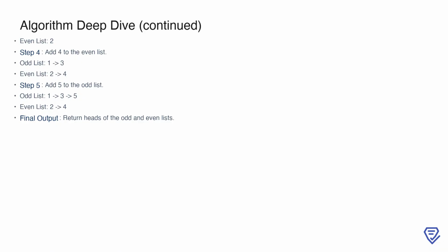Then, we proceed to add the node with value 4 to the even list, resulting in an even list of 2-4. Finally, we add the node with value 5 to the odd list, making the odd list 1-3-5. At this point, we have processed all the nodes in the input list. The final output consists of the heads of the odd and even lists. The odd list contains 1-3-5, while the even list contains 2-4. Both lists are properly terminated, and we return these results as the final solution to the problem.